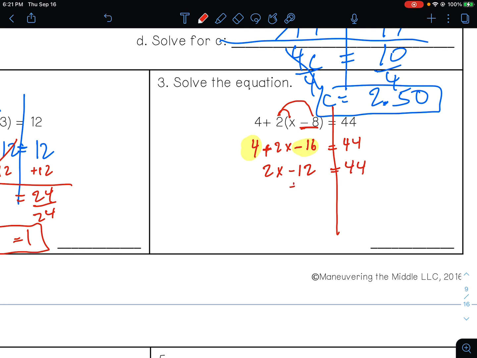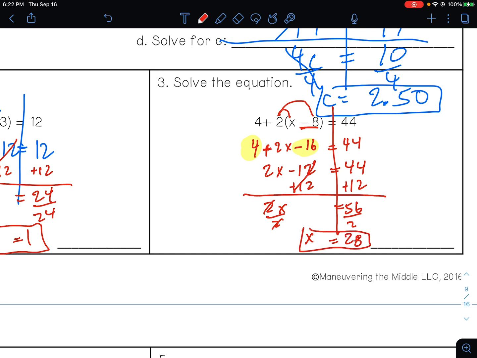All right. Add 12 to both sides. That'll cross. That'll equal 56, I believe. Now bring down the 2x. Now we have to divide by 2 to cancel that. Divide this by 2. And we have x equals half of 56 is 28, I believe. X equals 28.